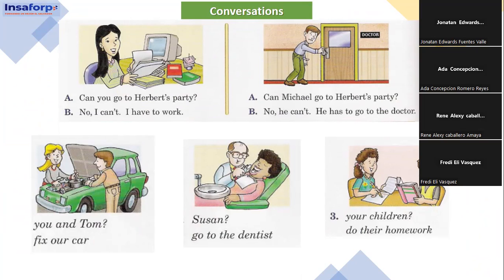Now, please, we're going to discuss about you and Tom. You and Tom, right? Then Susan. You and Tom is number one, Susan is two, and your children is number three, right? Now let's start with Wilfredo. Wilfredo and Moises. Wilfredo, you make the question, and Moises, you make the answer, right? Okay, guys, ready? One, two, three, action.